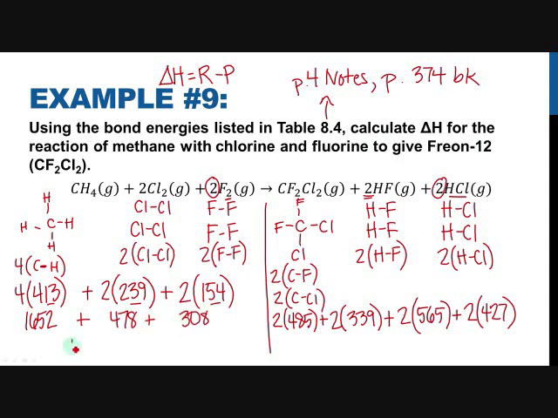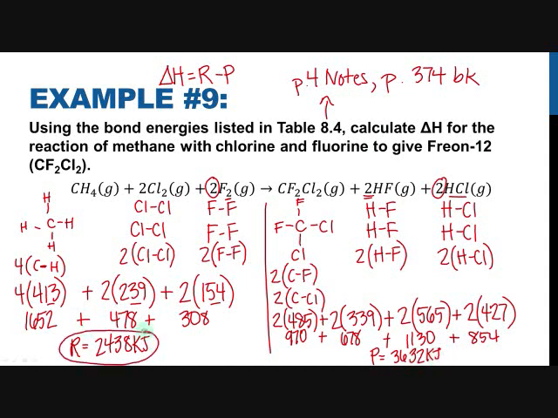So the reactants are 2438 kilojoules. Okay, and for the products, I simplified 970 and 678 plus 1130 plus 854. So the products are 3632 kilojoules. Okay, we're not done yet. So now we have to take the reactants minus the products to get our actual delta H.